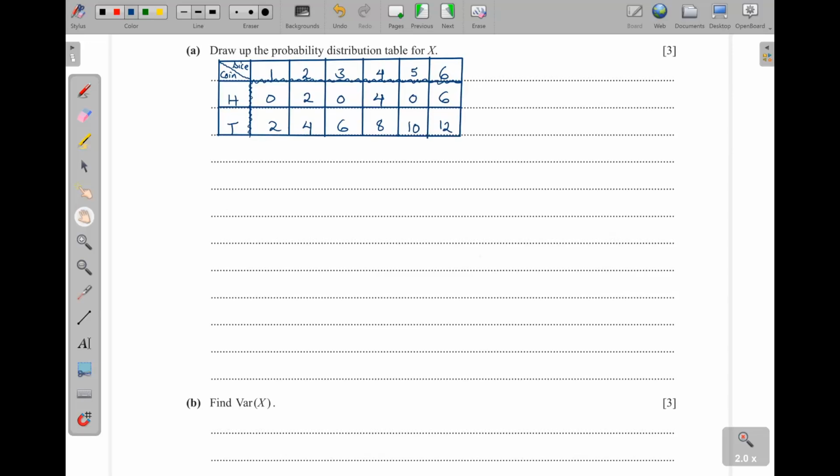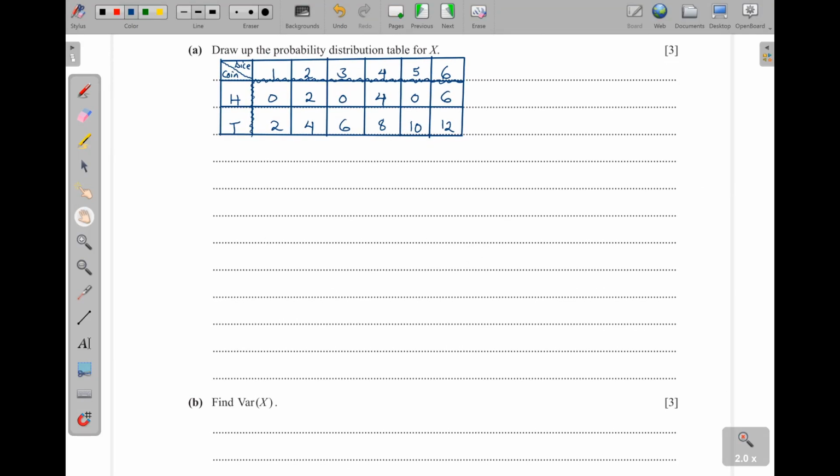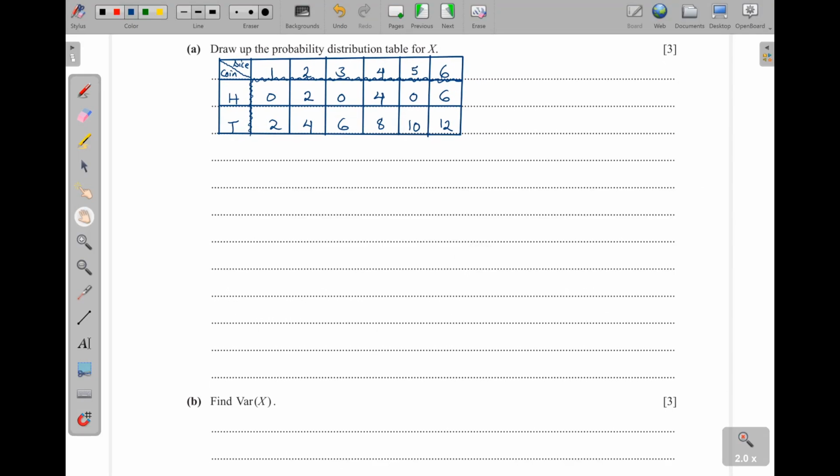Now next, we can draw our probability distribution table. This is our table here. We have, first of all, x, and then the probability P(X = x). So the x values, we have 0, 2, 4, 6, 8, 10, and 12. So in the table, this is what we have.